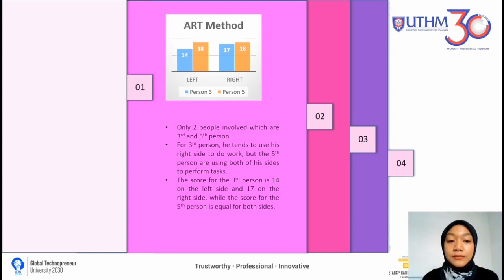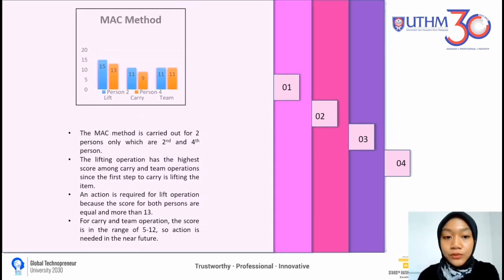The MAC is carried out for 2 persons only, which are the second and fourth person. The lifting operation has the highest score among carry and team operation, since the first step to carry is lifting the item. Action is required for lift operation because the score for both persons is equal and more than 13. A recommendation for this task is not to exceed the limit of your body to carry items. Other than that, ensure that the things you carry are not higher than the individual's line of sight.